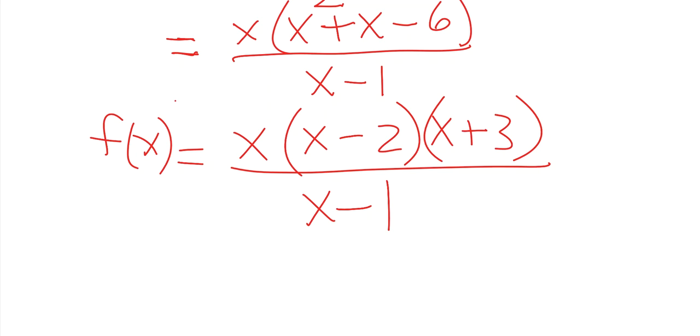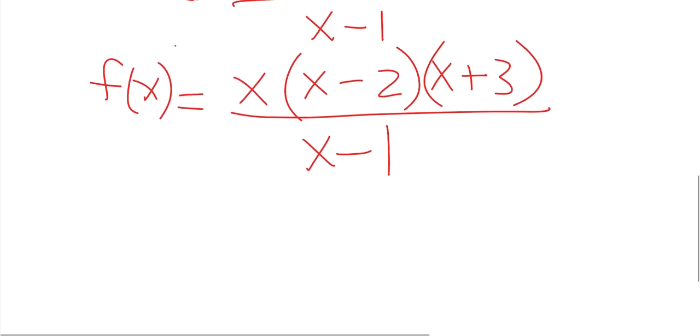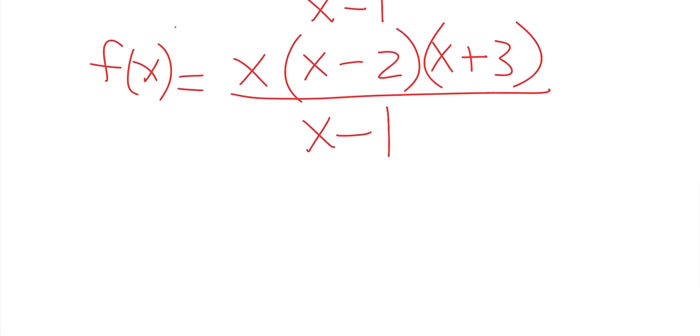Now, the excluded value is pretty straightforward. If x was equal to 1, then we would have 0 in the denominator, which would blow this thing up and make it undefined. So as far as the zeros are concerned, let's write them down right now.